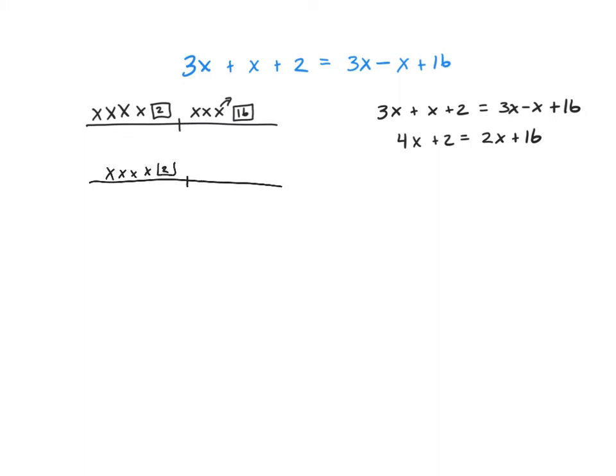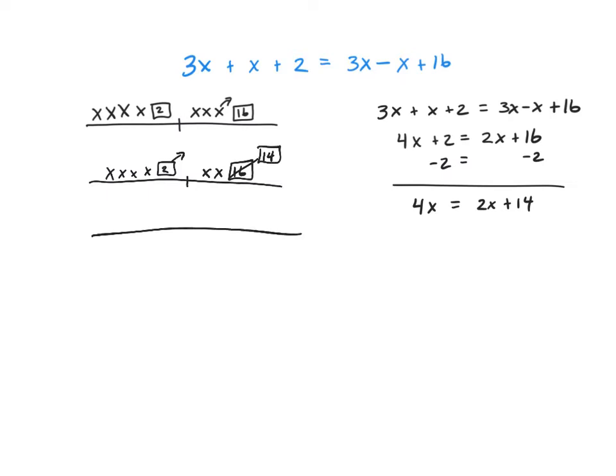So I'm going to show that in the pictorial method that I'm removing 2 from both sides. And that will become 14. And in the written method, I'm going to subtract 2 from both the numbers. So I'm left with 4x equals 2x plus 14.